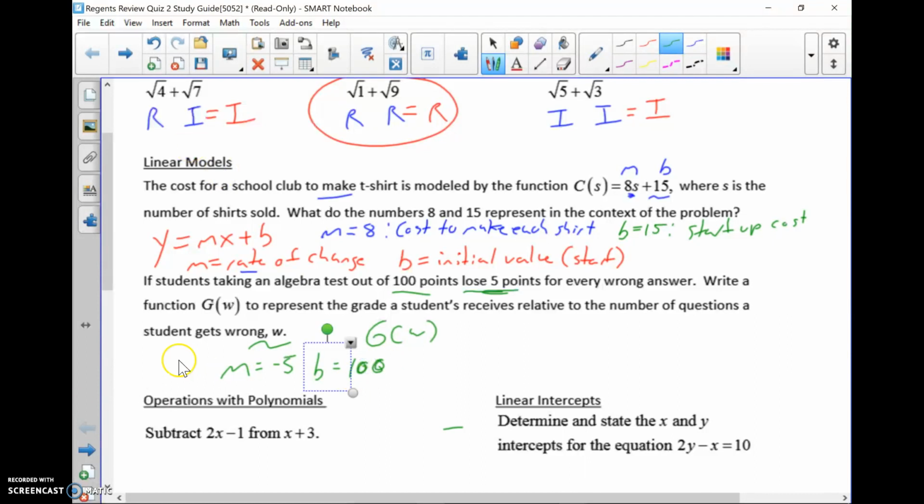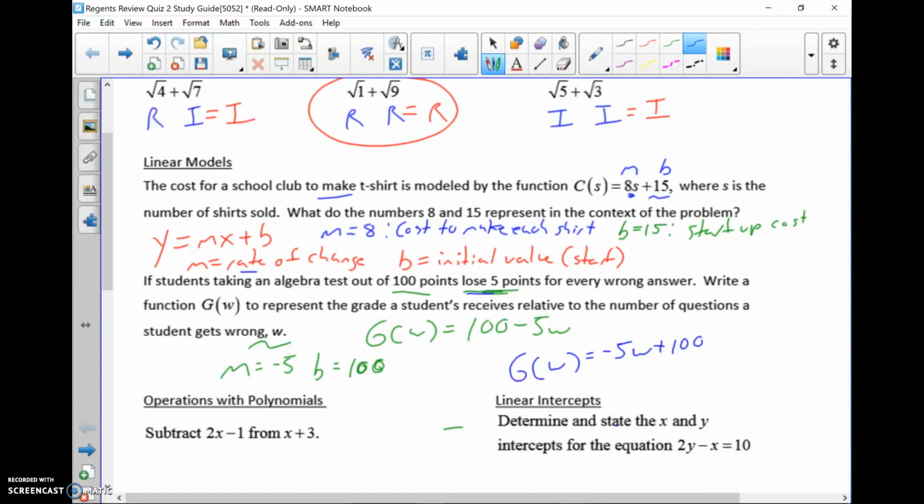You start off with 100 and then you lose 5 points each time. So you could think of this as 100 and then minus 5 per W. For every wrong question, it's minus 5. But if we want to put this in a normal standard form, G of W would be negative 5W would go first, and then plus 100 would go second. Our slope is negative 5. It's a negative because we're losing, we're decreasing value, right?